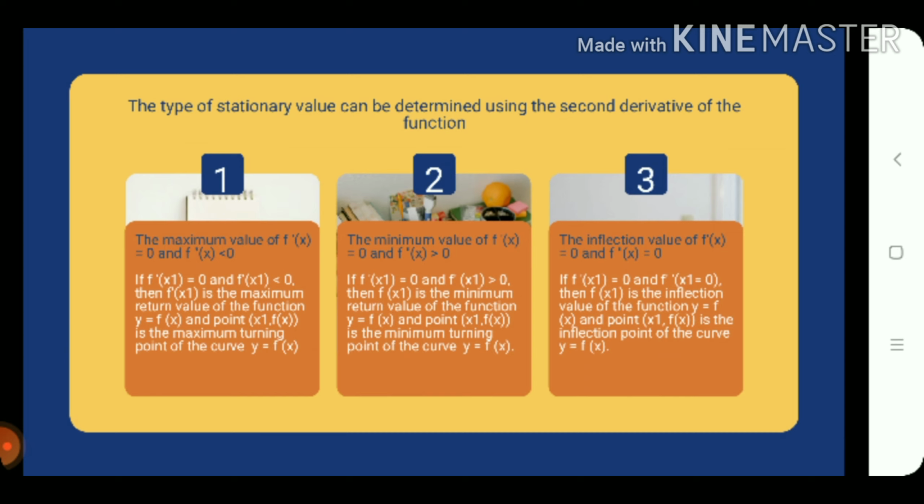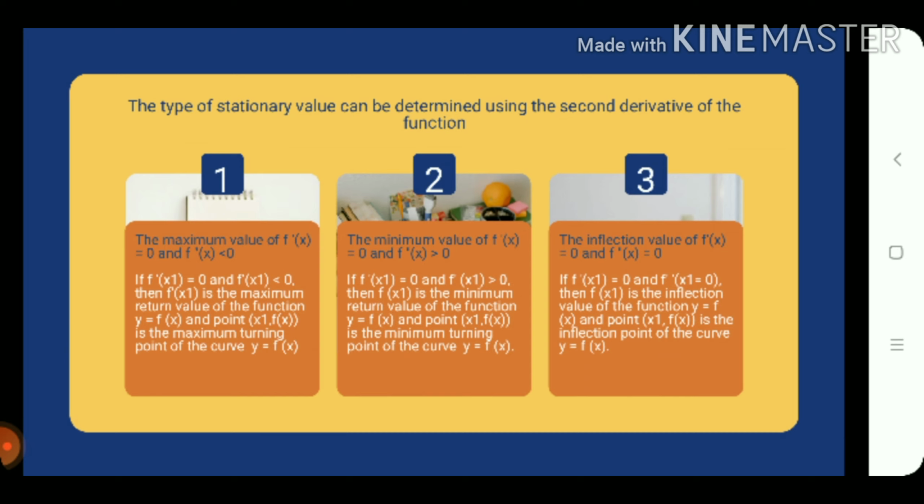Number 1, the maximum value: f'(x) = 0 and f''(x) < 0. If f'(x1) = 0 and f''(x1) < 0, then f(x1) is the maximum turning value of the function y = f(x) at point x1. The point is the maximum turning point of the curve y = f(x).